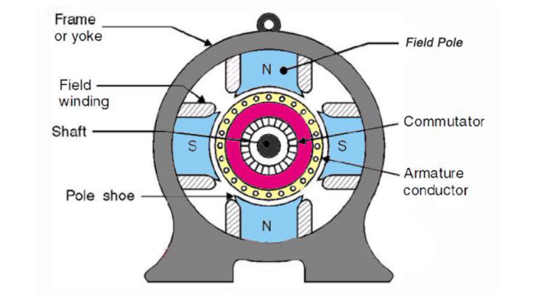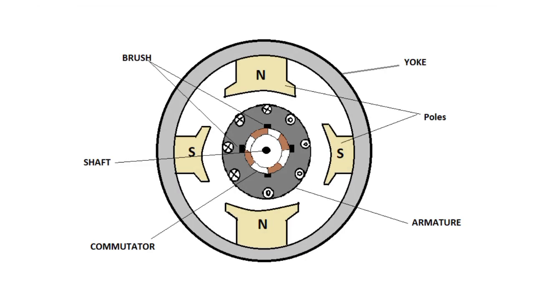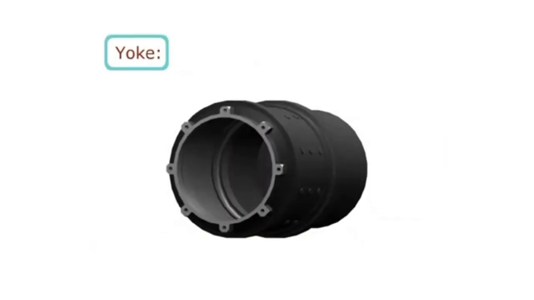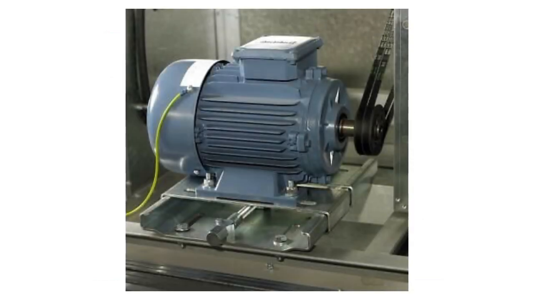The yoke design can be optimized for minimal weight and maximum strength, and the yoke can be designed to facilitate cooling of the machine. Basically, the yoke is an essential component of the rotating machine, which provides structural support and completes the magnetic path. The next part of a rotating machine is the base.